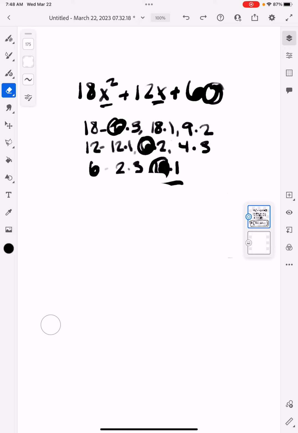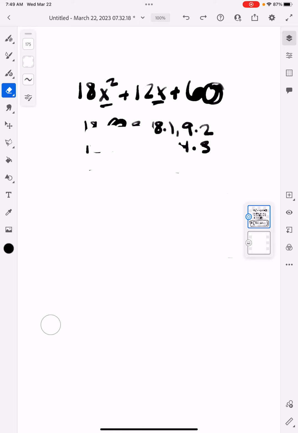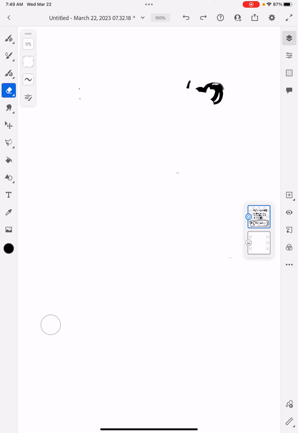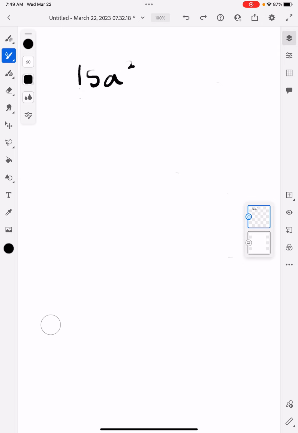And this time we're going to look at what happens when you can take out more than one variable, which is kind of interesting. And then let's use a different letter because I'm tired of using x. So let's try something a little different. Let's do something like 15a squared. And, so we're not going to have a plus sign. We're going to do and.